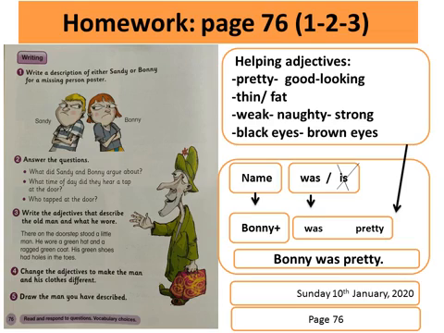Okay, after you finish the homework, take a picture of the page and then send it on school everywhere. I want to make sure that all of you did your homework. Okay, guys?